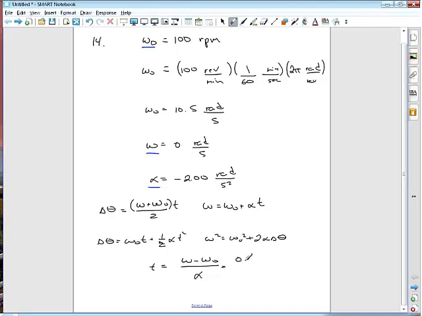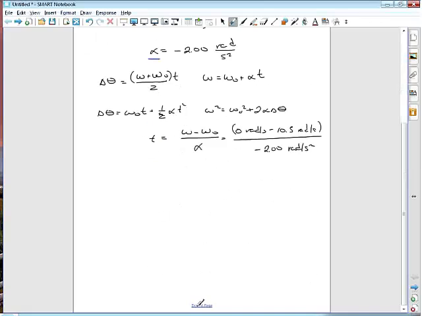So omega 0 is 10.5 radians per second. Alpha is negative 2.00 radians per second squared. And that works out good because we always have positive time, so you know you've made a mistake with signs if you have a negative time. So negative 10.5 divided by negative 2 is 5.25 seconds.